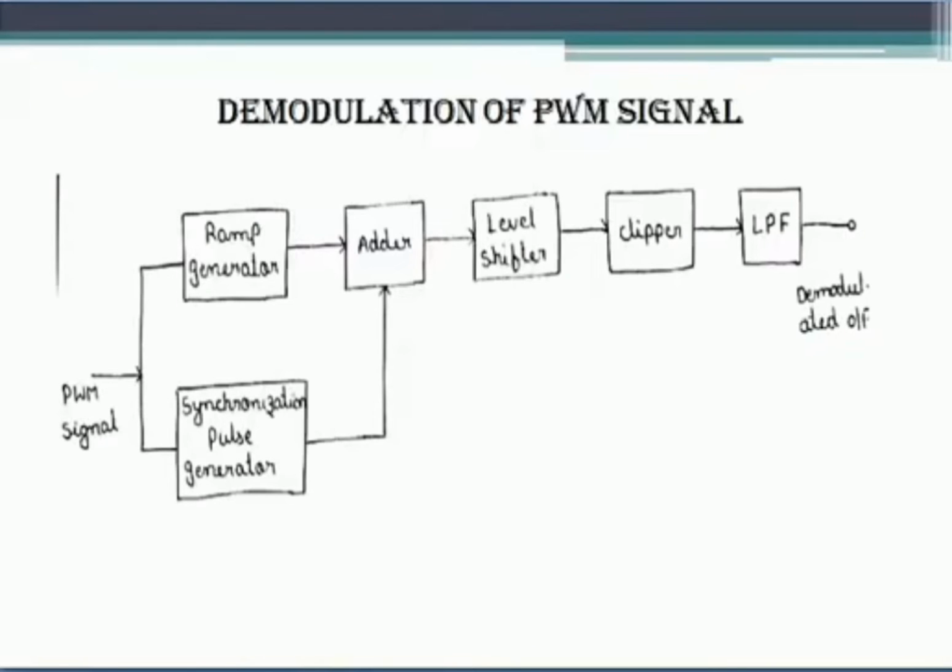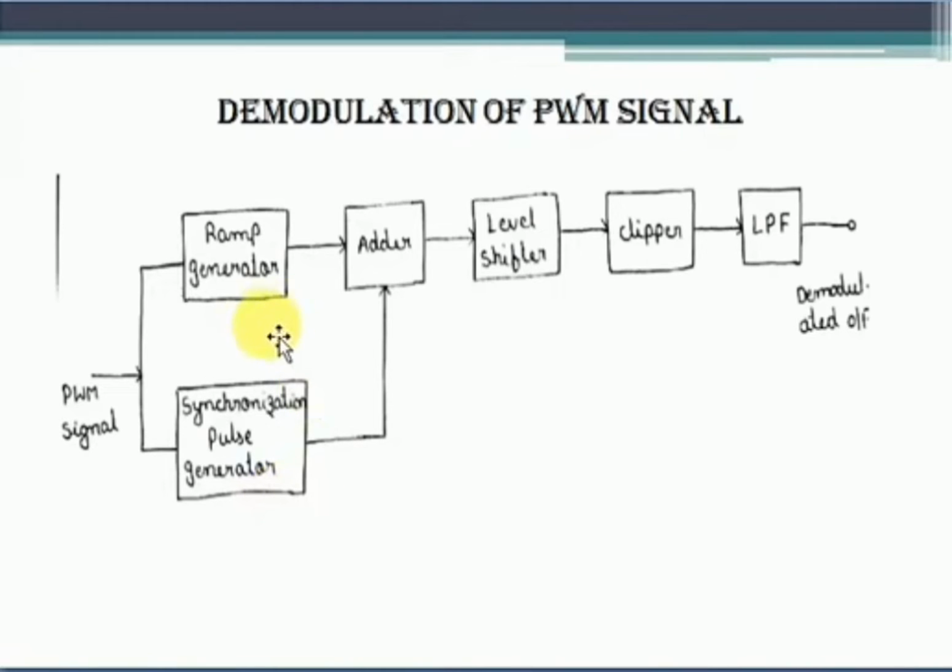So this is the setup that we use in order to recover our message signal from the received pulse width modulated signal. So here if you observe, this pulse width modulated signal is simultaneously sent to the ramp generator and also the synchronization pulse generator. Now what will these circuits generate? So here the pulse generator will generate a train of pulses that are reference with our PWM signal, which is having a constant amplitude and constant width.